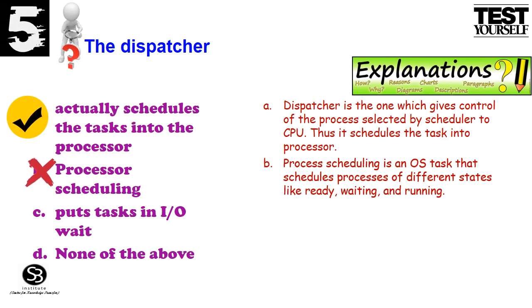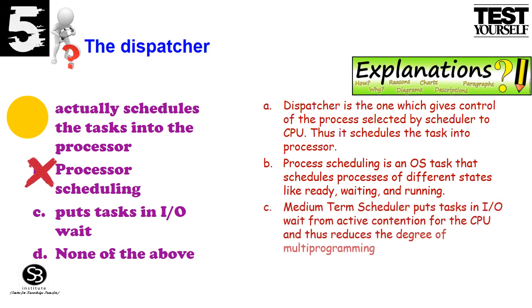Option C, puts task in IO wait. Medium-term scheduler puts task in IO wait from active contention for the CPU and thus reduces the degree of multiprogramming. Option D, none of the above. Hence, the dispatcher is option A, actually schedules the task into the processor.